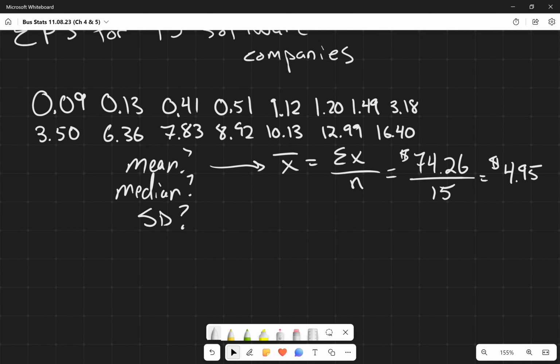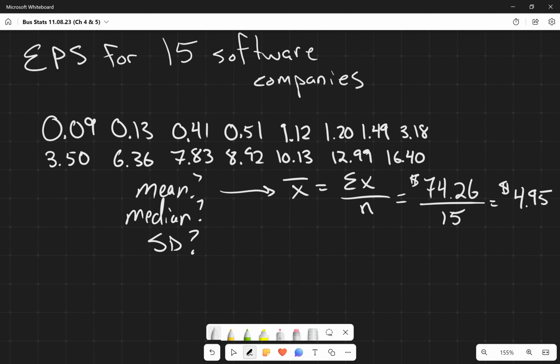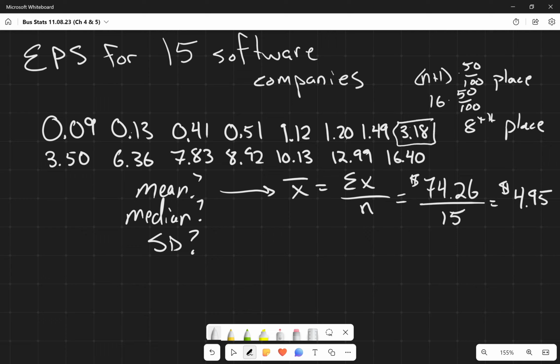Then we're asked to compute the median, which is the middle value. Since n is 15, the median is at the (n plus 1) times 50 over 100 place. So we have 16 times 50 over 100, which is half of 16. So in the 8th place, we have the median. We count 1, 2, 3, 4, 5, 6, 7, 8. 8th place, here's our median. Questions on how we got our median of 3.18?